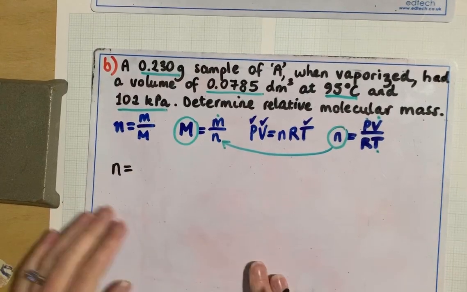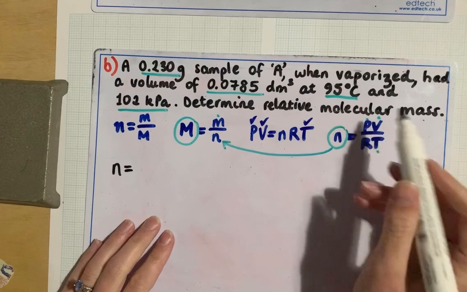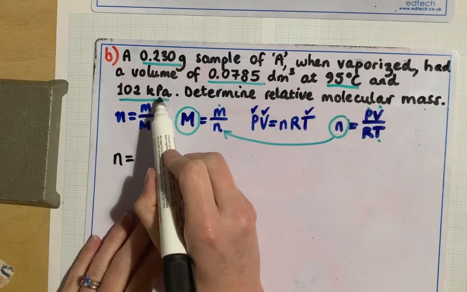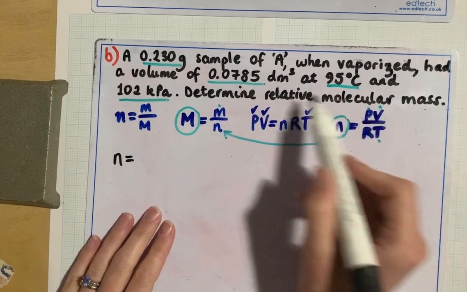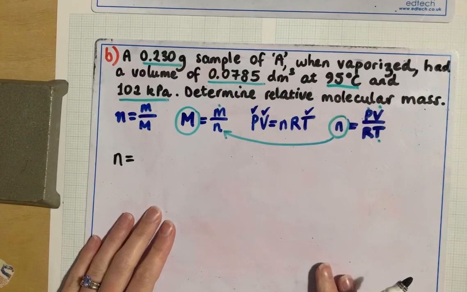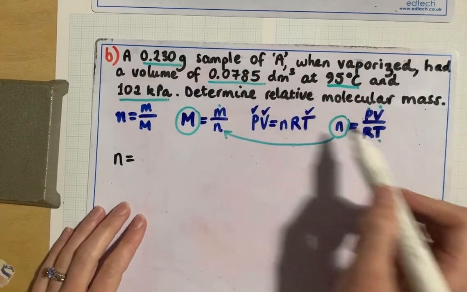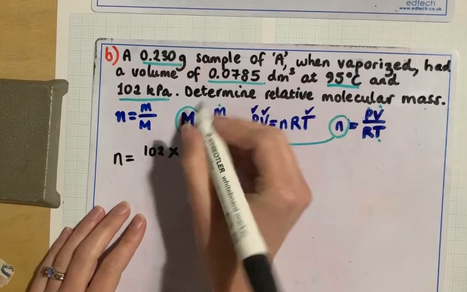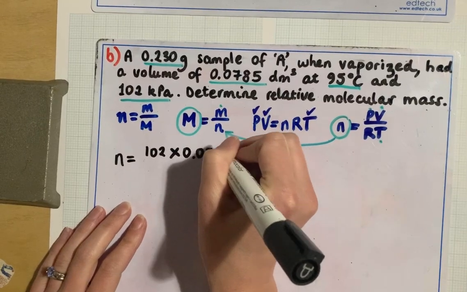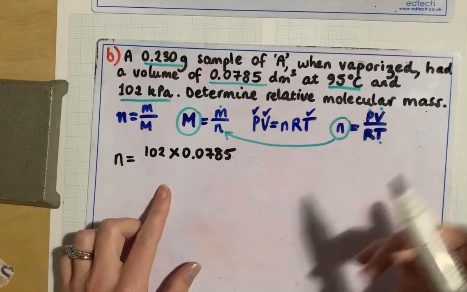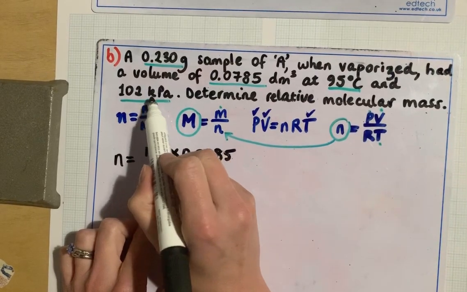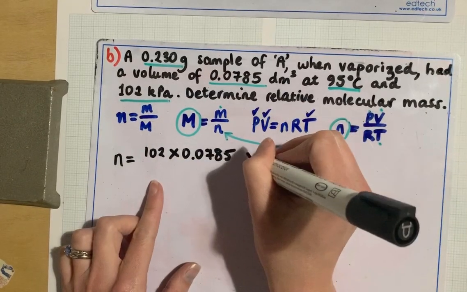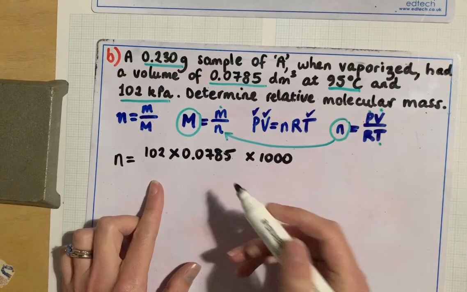Moles is equal to, now pressure and volume, the standard units of measurement for this equation, pressure we would give in pascals, and volume we would give in meters cubed. So we can convert those, but let's just have a look for a minute. If I put pressure here and volume, now if I was to convert pressure, kilopascals, that's 1,000 times bigger than a pascal. So I would have to multiply that by 1,000.